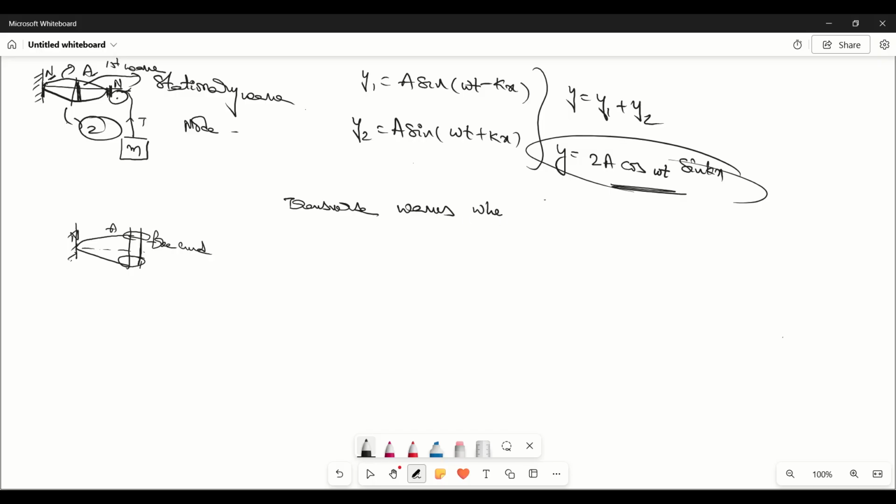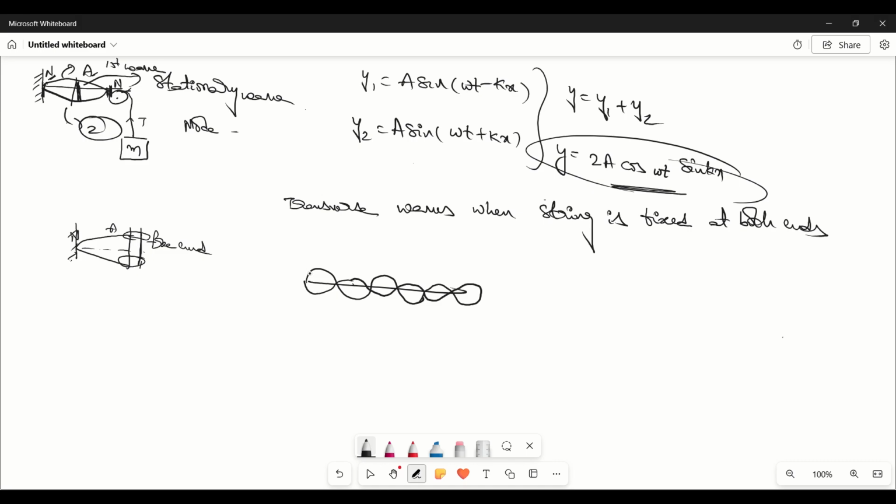When the string is fixed at both ends, I'm going to consider that p loops are formed across the string, whereas we know that the wavelength of half of the wave is represented as lambda by 2.